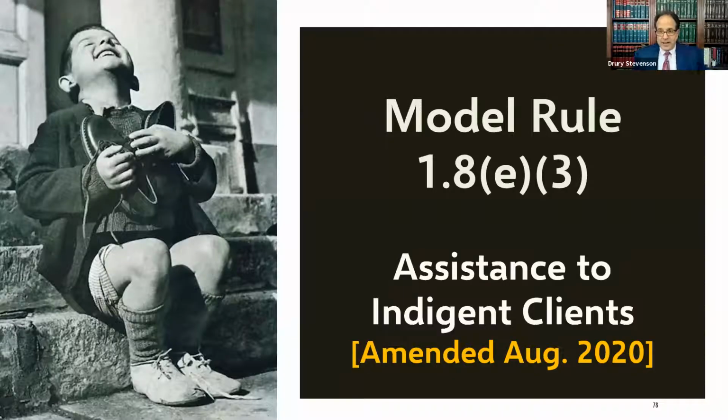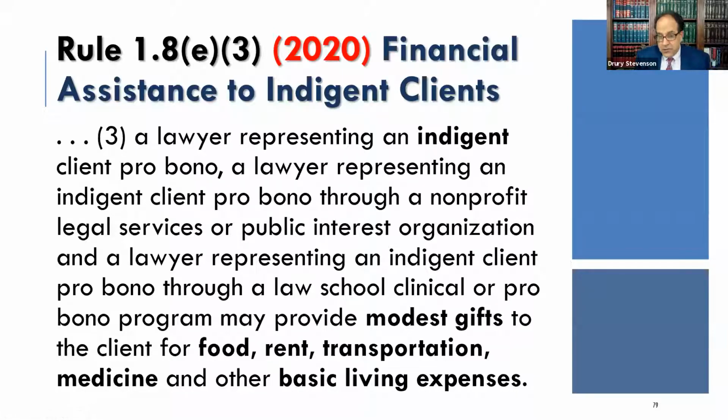This is about a new change that the ABA made to the rule, adding an exception in August 2020 at their annual convention. So we're going to be talking about the new Model Rule 1.8(e), Section 3, which is about providing assistance to indigent clients. Here's the rule. Let's talk about the rule first, and then we're going to hit the highlights from the comments.